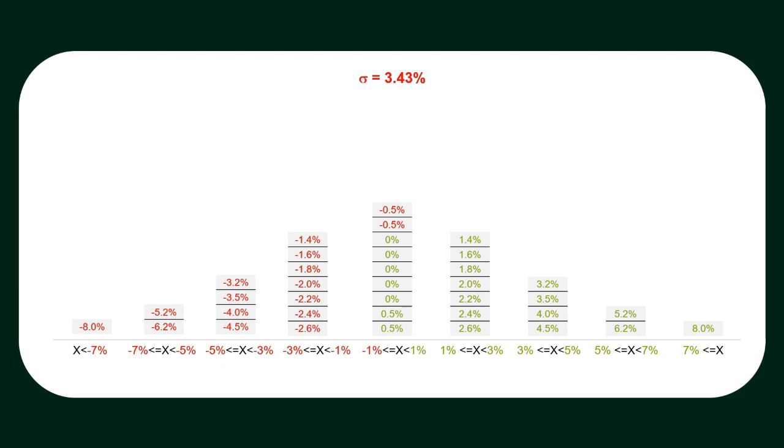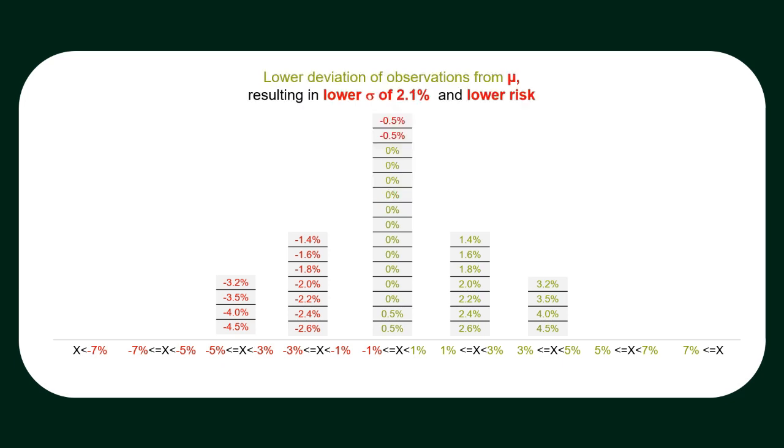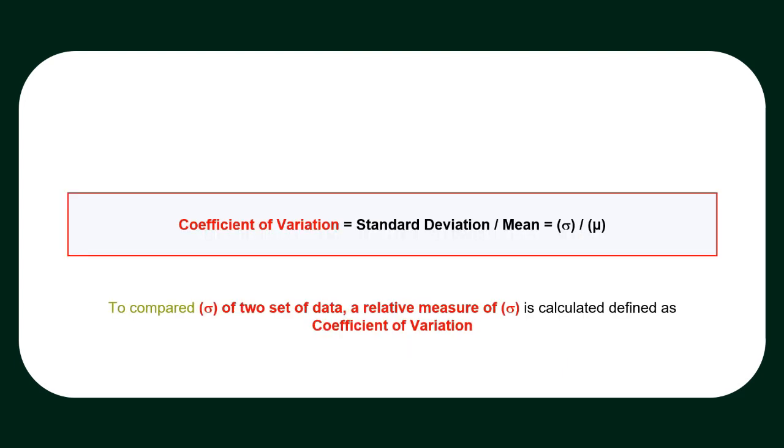Standard deviation of 37 observations of monthly return is 3.43%. It should be noted that 23 of the 37 observations, meaning 62% of total observations, are between negative sigma and positive sigma of 3.43%. We note that standard deviation of the 37 observations of monthly return is reduced to 2.1% if we decrease dispersion of our observations around the mean. This is what we discussed in the beginning, that higher the dispersion, higher the risk.